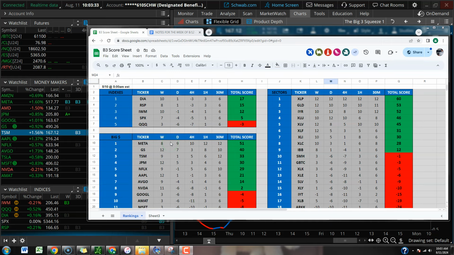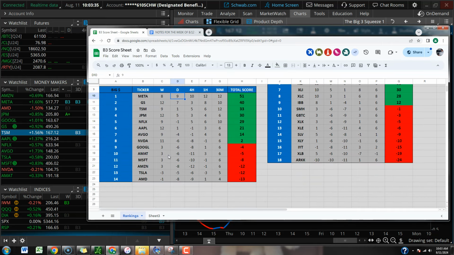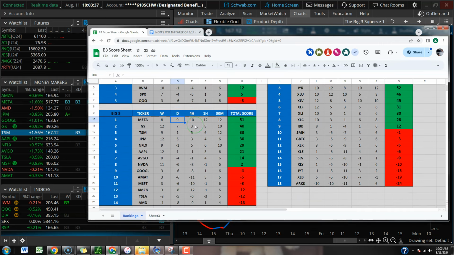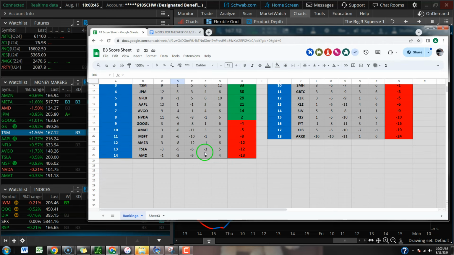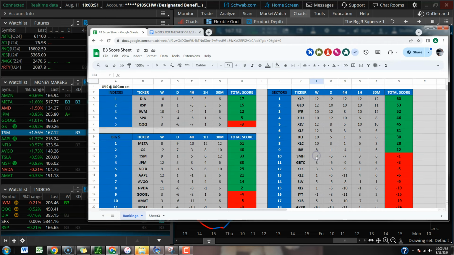Down on the moneymakers, the big 14, we'll call them. Strongest would be Meta, Goldman, TSM, JP Morgan, Netflix, Apple, Broadcom. The weakest of the bunch would be AMD, negative 13, Tesla, a negative 12, Amazon, a negative 12.